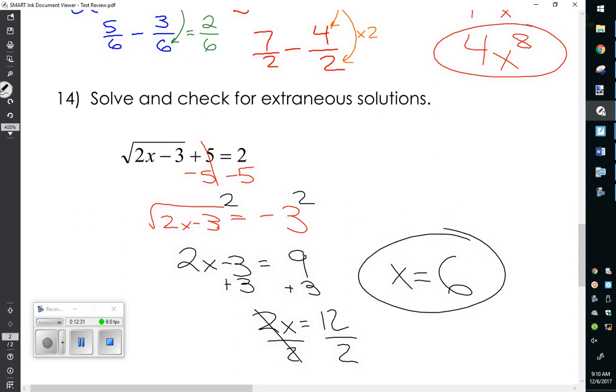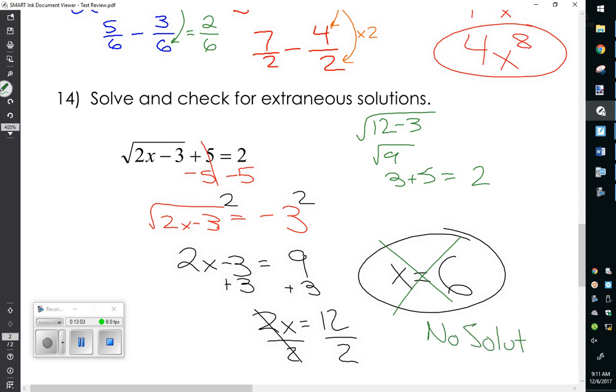It says we need to check for extraneous solutions. If I plug 6 back in, will that work here? Let's check. 2 times 6 is 12. Minus 3. That'd be the square root of 9, which would get me 3 plus 5. Is 3 plus 5 equal to 2? No, so this one doesn't work. This is an extraneous solution. So there's really no solution to this problem.